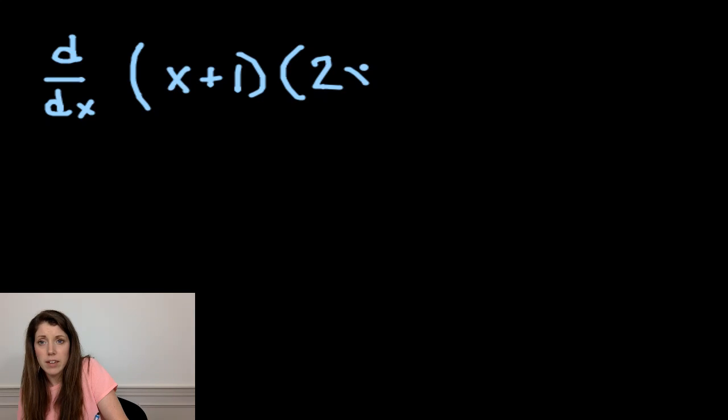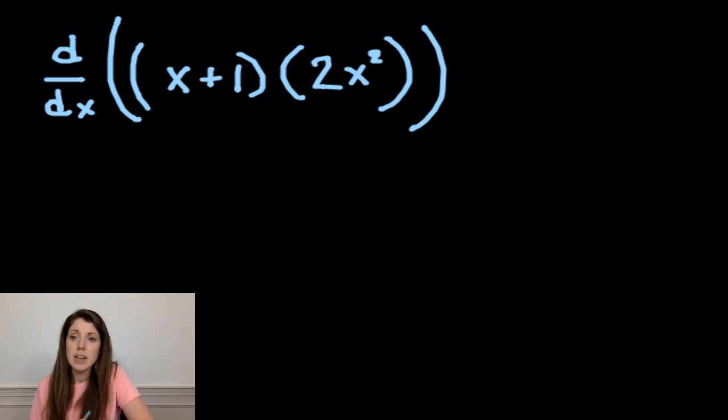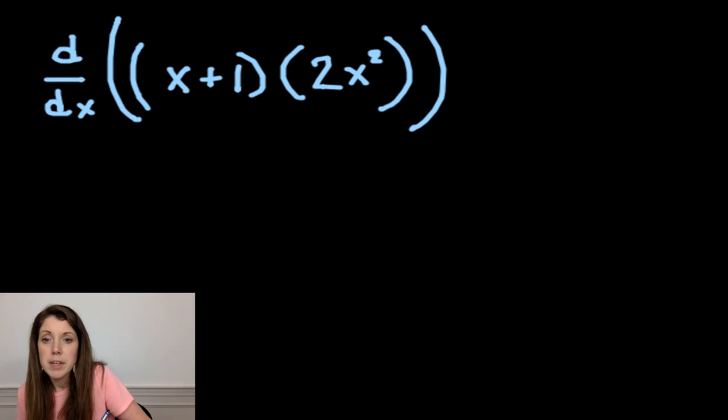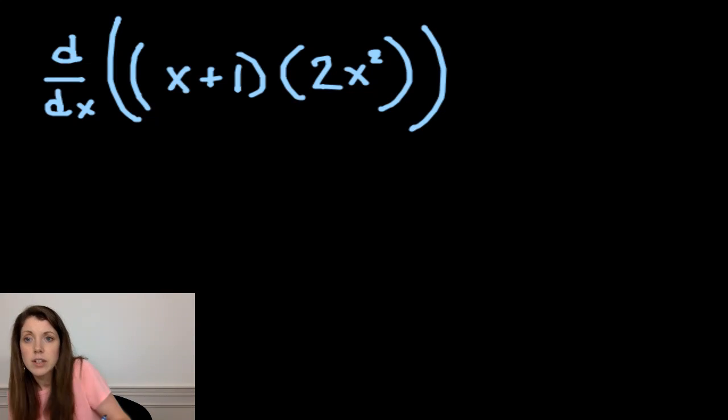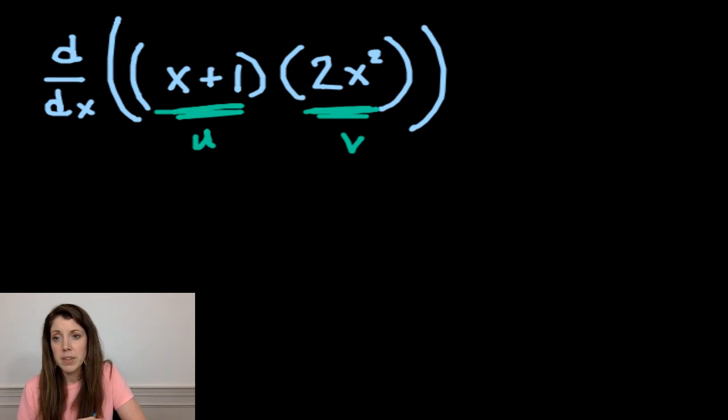So let's say I have one I've written down here. We'll do the derivative with respect to x of x plus 1 times 2x squared. So we're taking the derivative of this whole expression. This fits the product rule because we have a u and a v. So we'll call this u and this v.